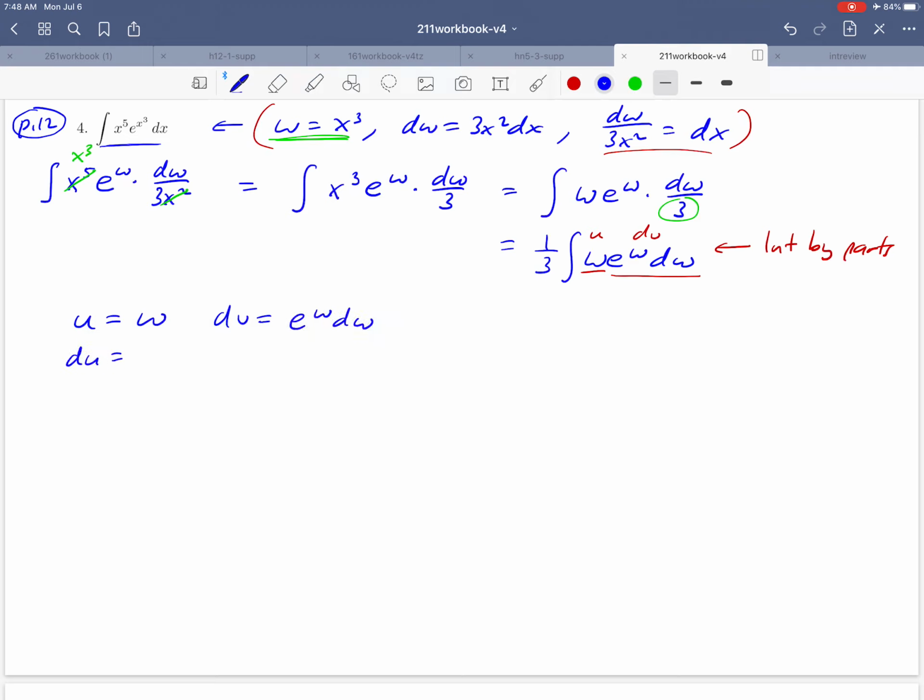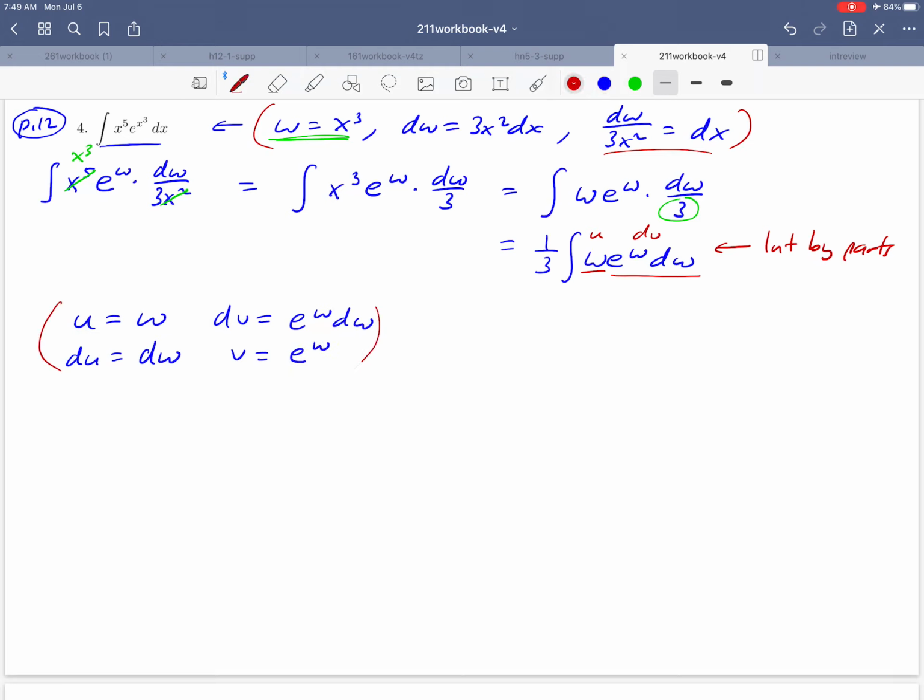After we make those choices, we need to figure out what the du and the v are. So if we take the derivative of w, we're going to get 1, just the same way that if you took the derivative of x, you would get 1. So 1 times dw. And then if dv is e to the w dw, take an antiderivative of e to the w, and you get e to the w again.